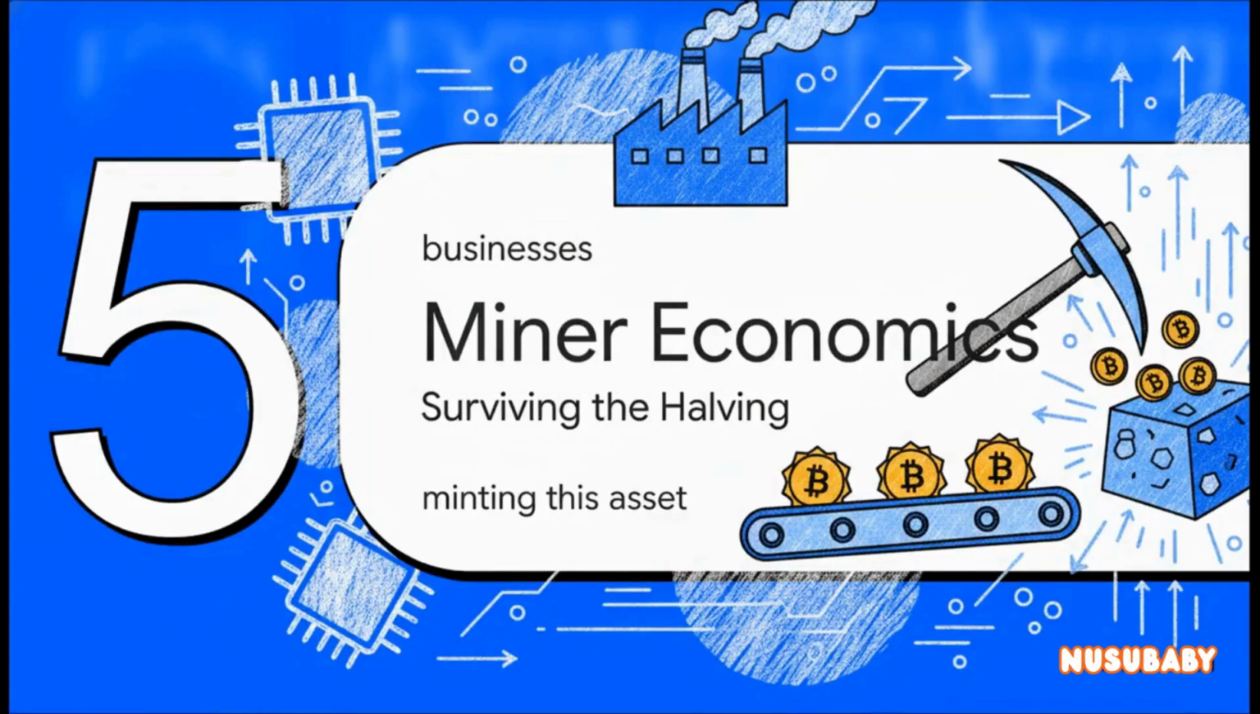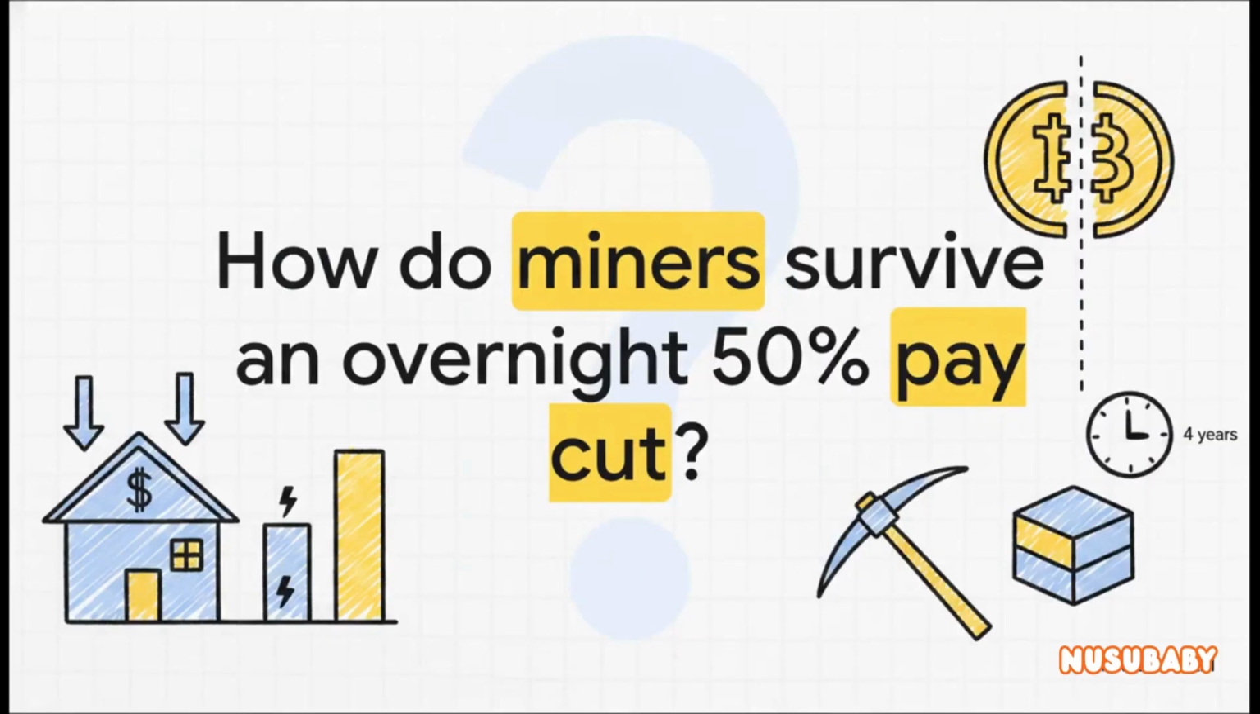Which brings us to Section 5, Miner Economics. Now we're going to flip the perspective to the supply-side economics and actually look at the businesses minting this asset. Class, I really want you to think about this for a second. If your salary was slashed in half tomorrow, literally overnight, but your rent and your electricity bills stayed exactly the same, how in the world would your business stay afloat? Seriously, think about it. Because this is the absolute brutal reality that Bitcoin miners face every 4 years.